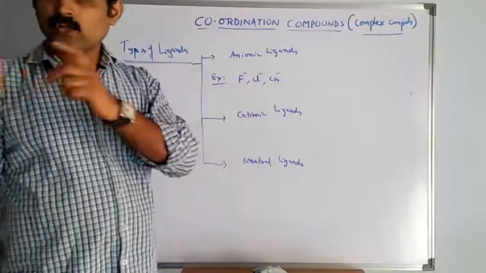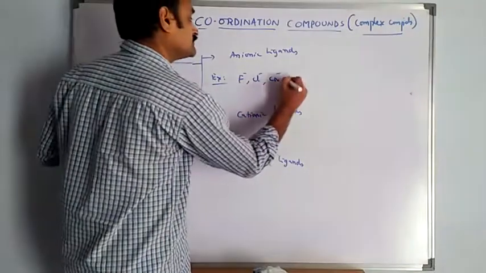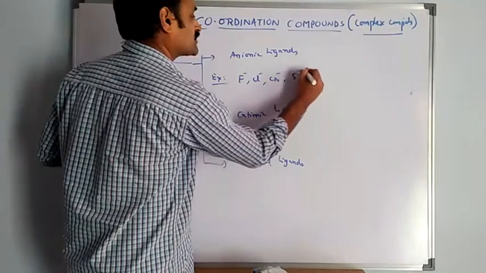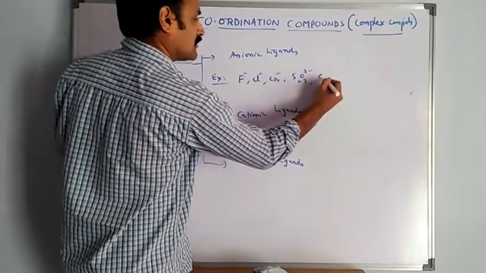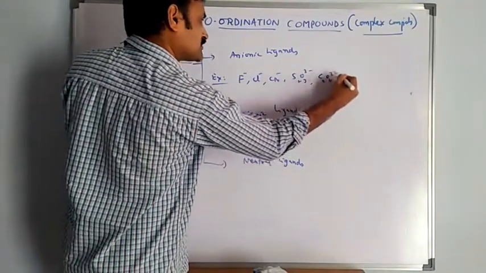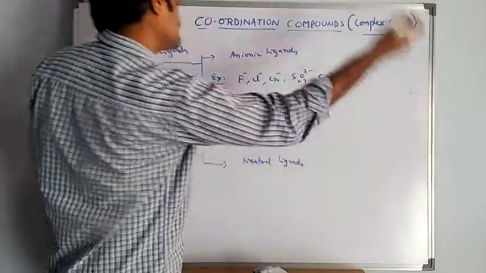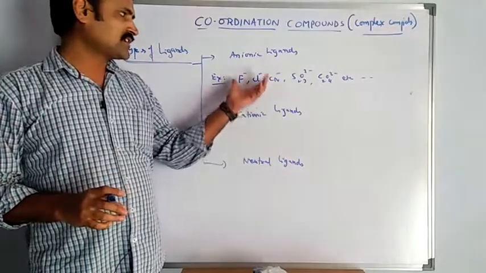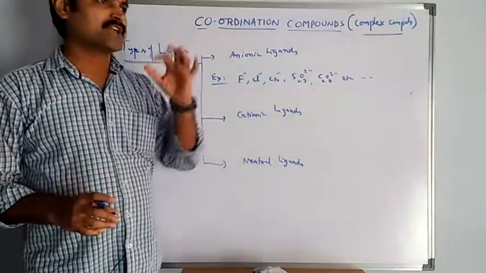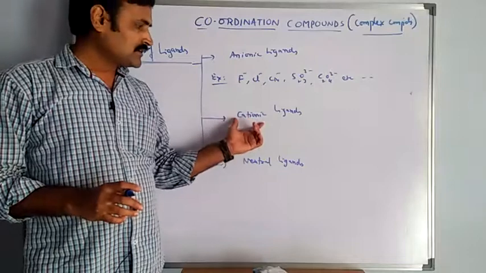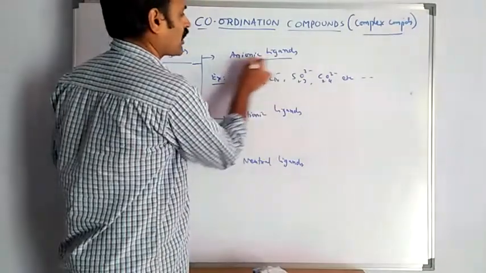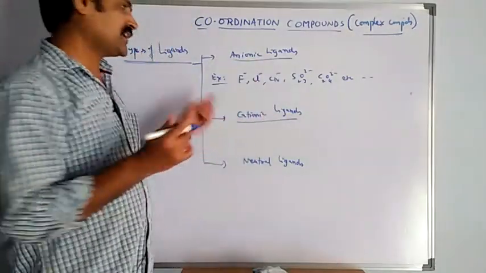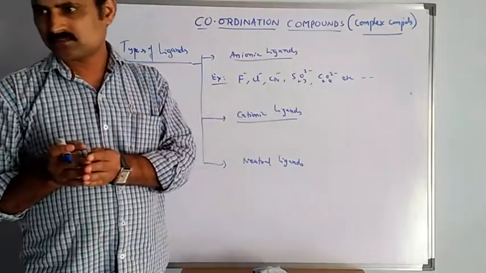thiosulfate ions and oxalate ions, sulfate ions, nitrate ions, etc. all will come. So this comes under anionic ligands. They have some charge, negative charge is there. Cationic ligands: when you talk about cationic ligands, definitely the charge is positive, right?